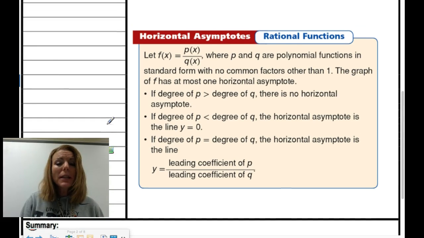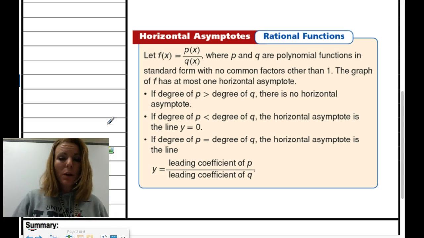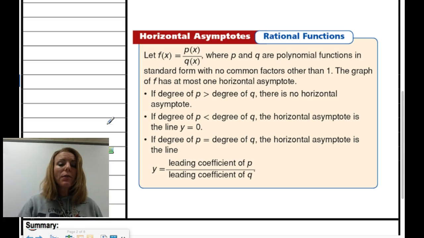This right here is exactly what I talked about on the first page. It's just a repeat of looking at the degree of polynomial p and the degree of polynomial q, and so forth: when the degree of P is greater than Q, when the degree of P is less than the degree of Q, and when they are equal. You use this to find the horizontal asymptote, okay?